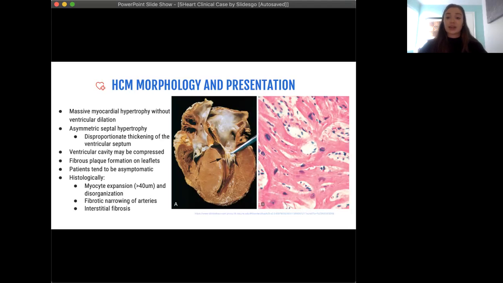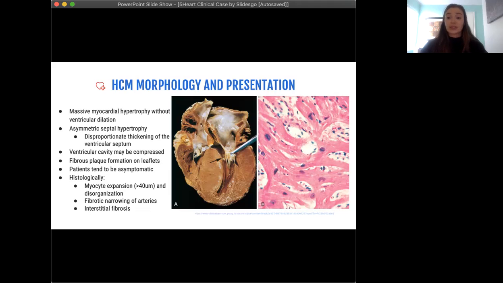Patients with this condition tend to be asymptomatic, but sudden cardiac death can occur as well as other symptoms. So sudden cardiac death is when you commonly hear about a really athletic person suddenly dropping dead. This is a famous presentation of hypertrophic cardiomyopathy.